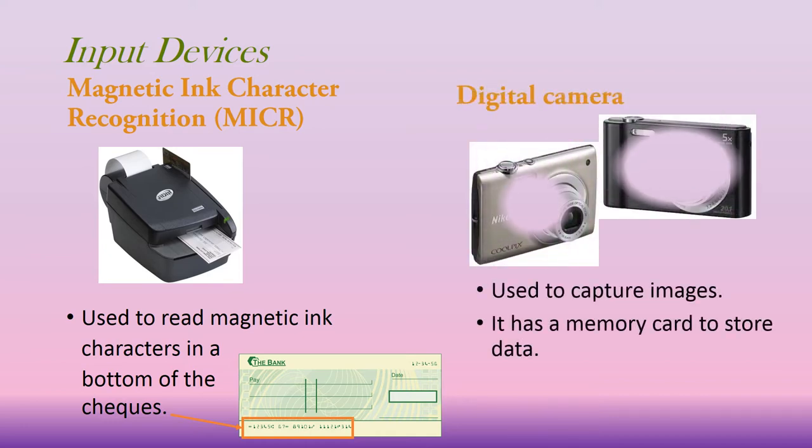Digital camera. We use this camera to capture images, and it has a memory card to store data. There are some digital cameras that we can use to record videos.